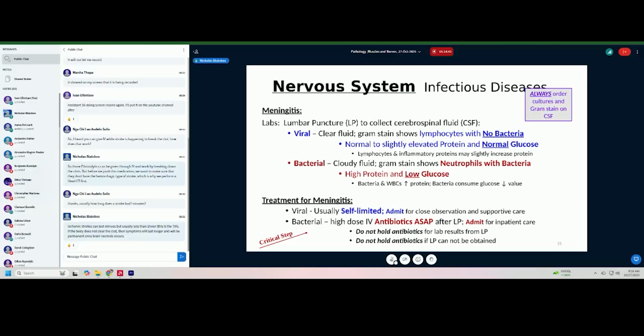And these patients are going to be admitted. We're going to admit them because they're at a very, very high risk of decompensating.